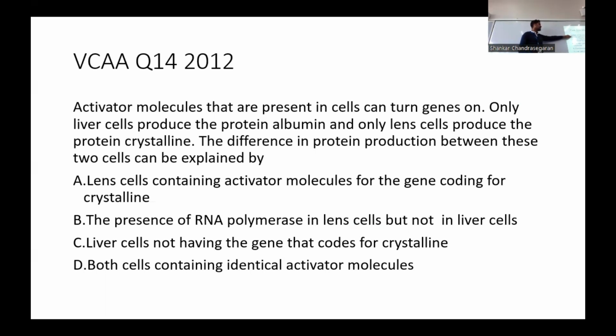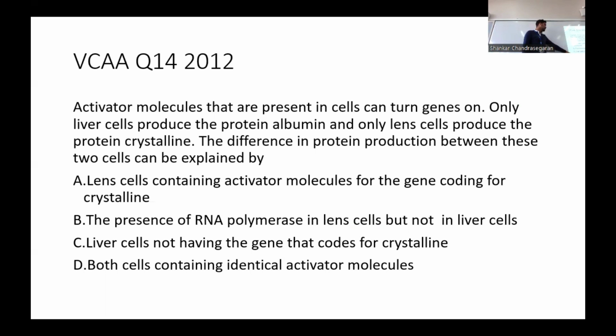So let's break this down. Activated molecules that are present in the cell can turn genes on, right? That is a regulatory protein. So activators will turn the gene on. Only liver cells produce that protein, and only lens cells produce crystalline. The difference in protein production between these two cells can be explained by, so we go through each answer and see whether it actually makes sense in the sense of what we know about gene expression, about regulatory proteins. Based on that, we can cut out the answers, right?